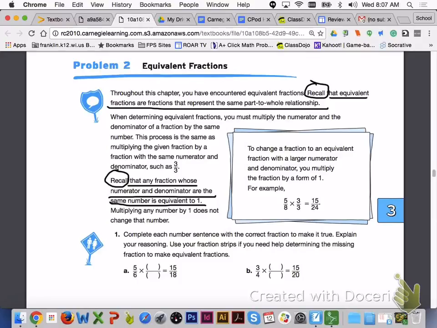This process is the same as multiplying the given fraction by a fraction with the same numerator and denominator, such as 3/3. To change a fraction to an equivalent fraction with a larger numerator and denominator, you multiply the fraction by a form of 1. For example, 5/8 times 3/3 is equal to 15/24. Recall that any fraction whose numerator and denominator are the same number is equivalent to 1. Multiplying any number by 1 does not change that number.